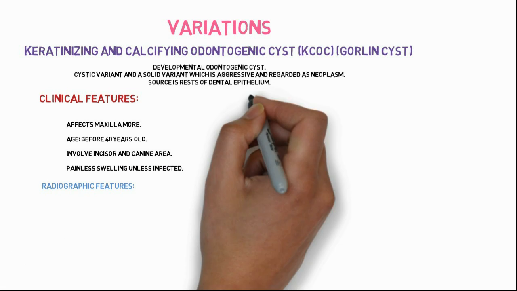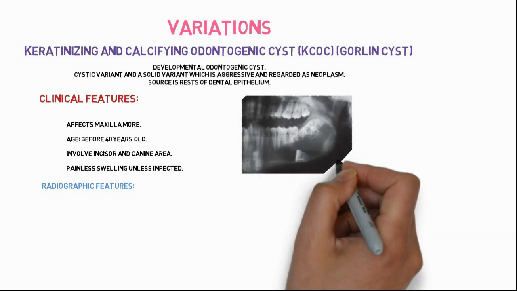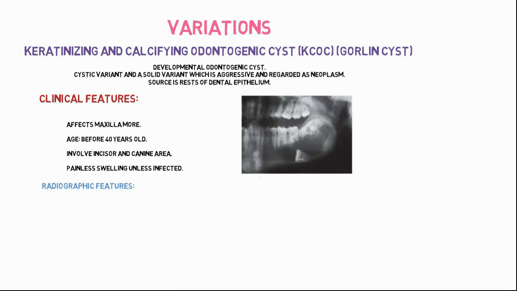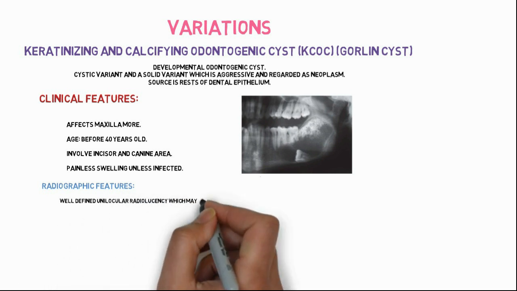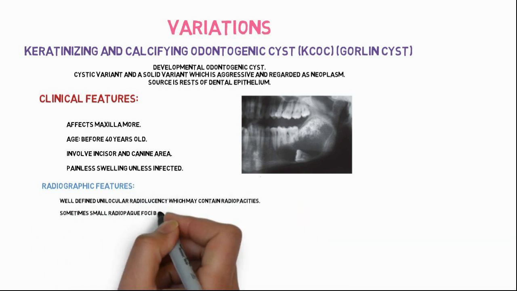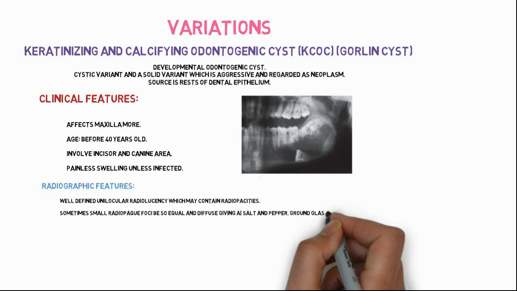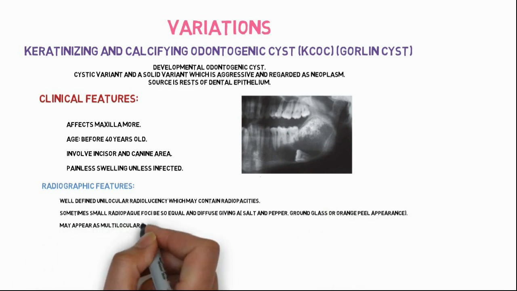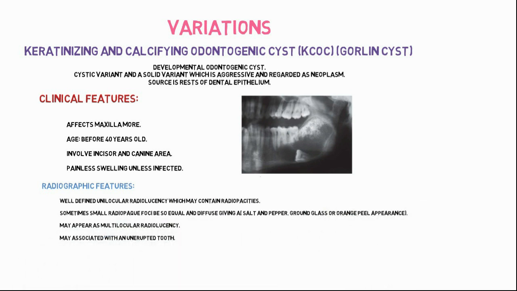Radiographic features: well-defined unilocular radiolucency which may contain radiopacities. Sometimes small radiopaque foci can be so fine and diffuse, giving a salt and pepper, ground glass, or orange peel appearance. It may appear as multilocular radiolucency. It may be associated with an unerupted tooth. Treatment: enucleation.